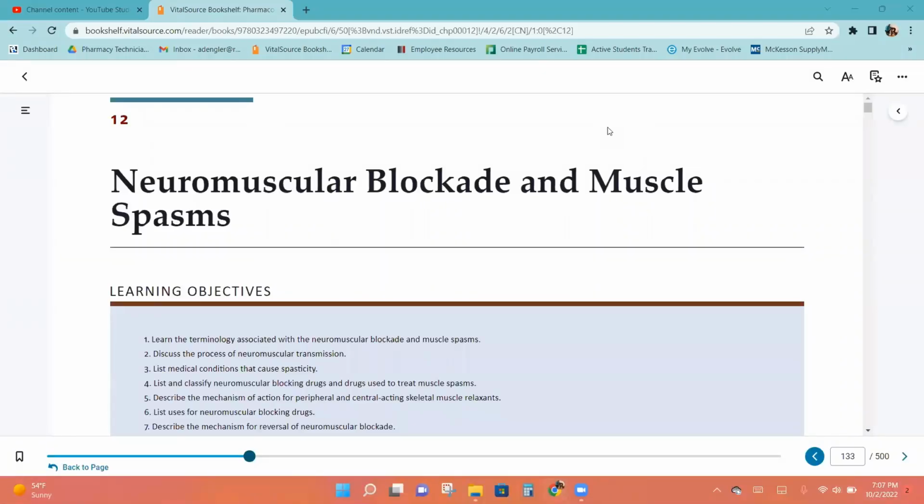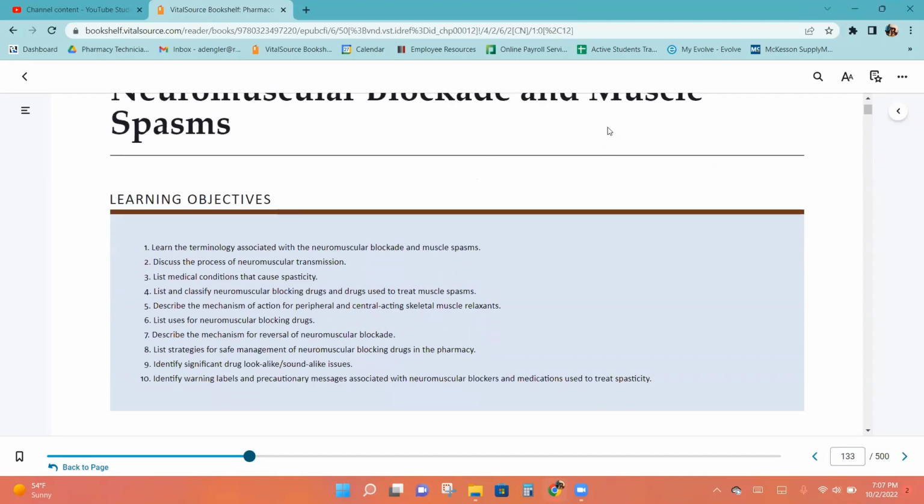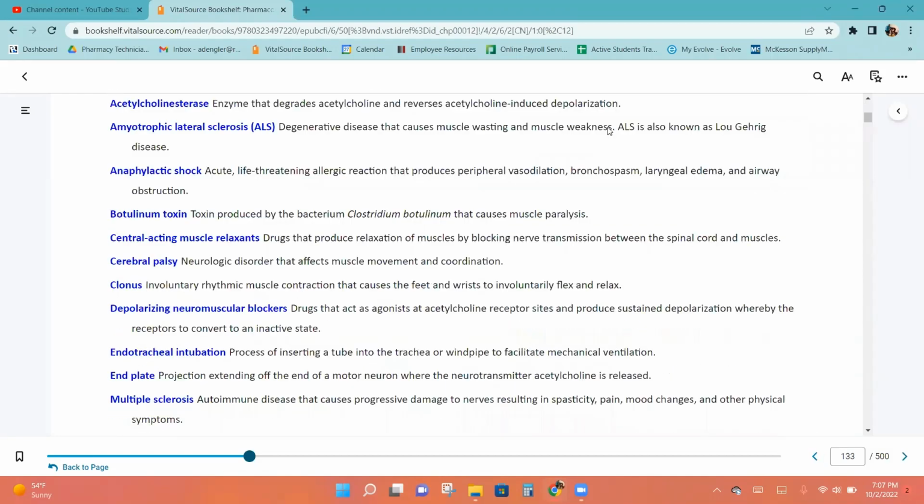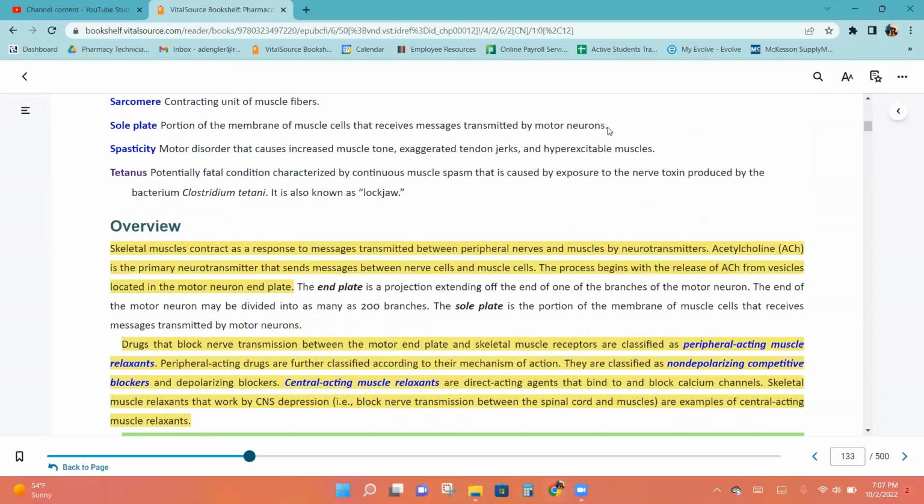Chapter 12, Neuromuscular Blockade and Muscle Spasms. We'll skip over the terms and definitions and we'll cover them in the chapter.